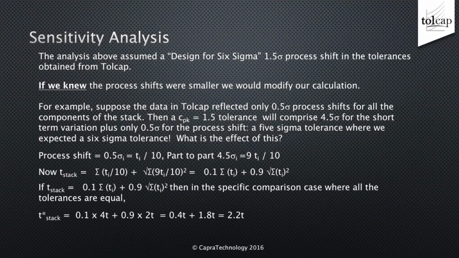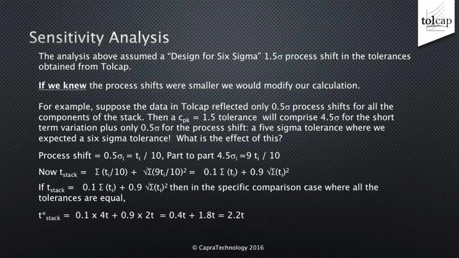Now for a sensitivity in the analysis. The analysis above assumed a design for 6 sigma with a 1.5 sigma process shift in the tolerances obtained from Tolcap. If we knew the process shifts were smaller, we would modify our calculation. For example, suppose the data in Tolcap reflected only 0.5 sigma process shifts for all the components of the stack. Then a CPK equals 1.5 tolerance will comprise 4.5 sigma for the short-term variation plus only 0.5 sigma for the process shift. A 5 sigma tolerance where we expected a 6 sigma tolerance.